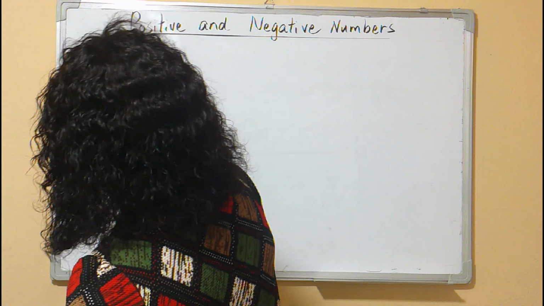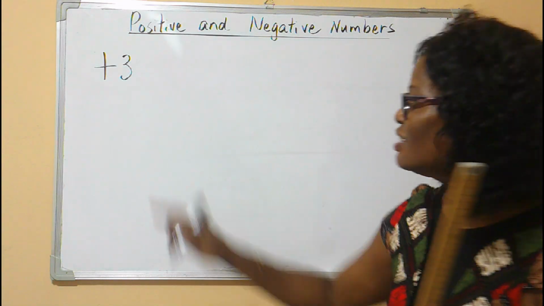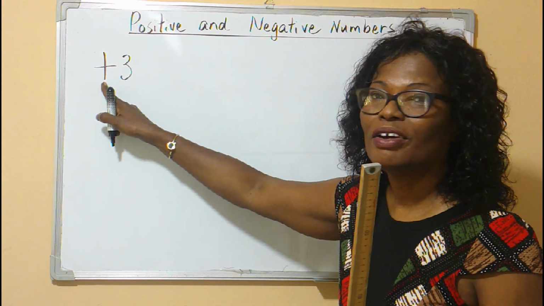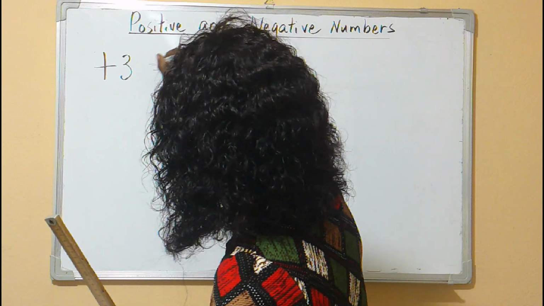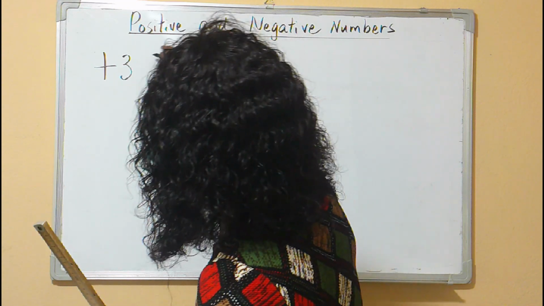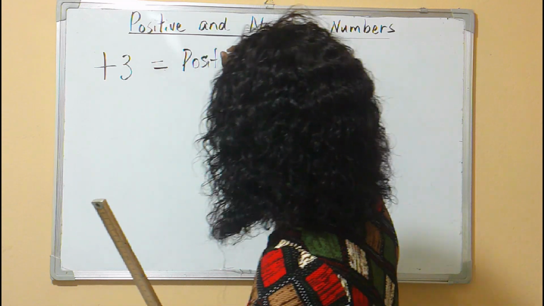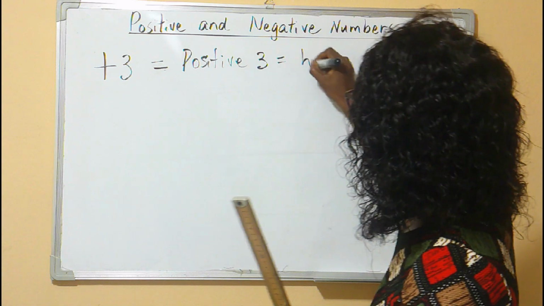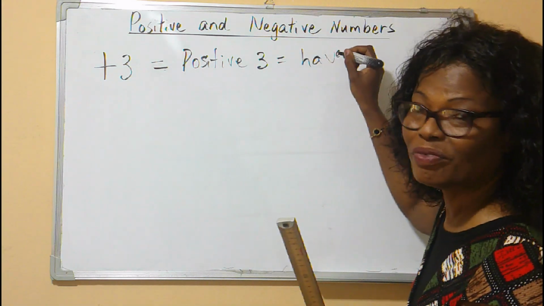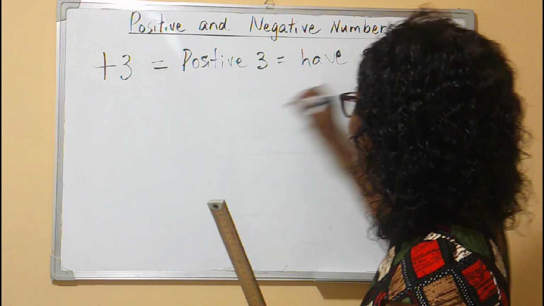Now, what do you think plus 3 means? This plus means a positive 3. Alright, let's get this marker going. Positive 3. Meaning that I have $3. So that's number 1.